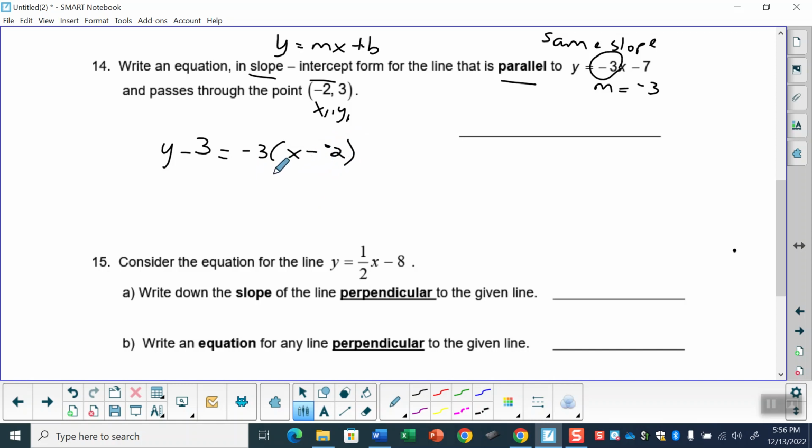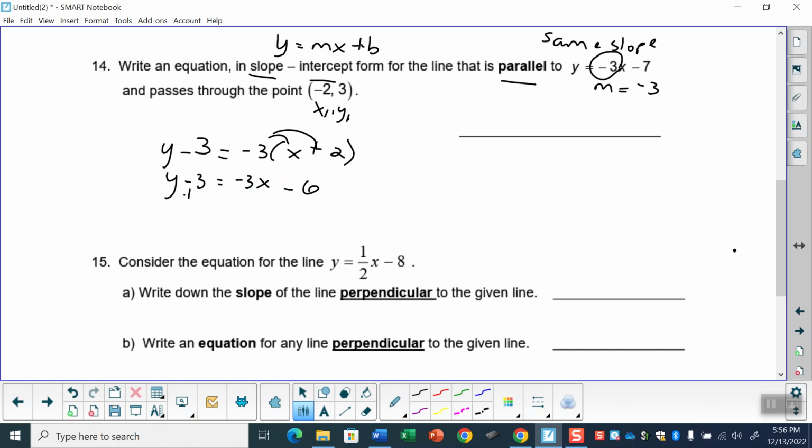All right, and so then what I'm going to do is I want to get it in slope-intercept form, so I'm going to get y by itself. So this minus the -2 is really plus 2, right? I'll make that a big plus. So that's really x plus 2. All right, so I'm going to use my distributive property here. Y minus 3 equals -3x minus 6.